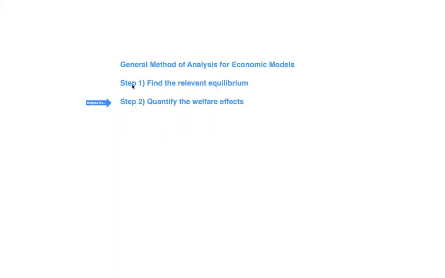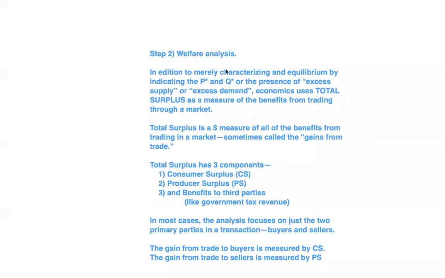Hi, students. We're going ahead and continuing on with our general description of what we're doing so far in this class. And actually, this is the whole class in a nutshell. We have this general method of analysis of the economic models that we're trying to learn. The first step is to find the relevant equilibrium, and the second step is to quantify the welfare effects. So we'll talk about quantifying welfare effects now. Okay, so this falls under this general heading of welfare analysis.